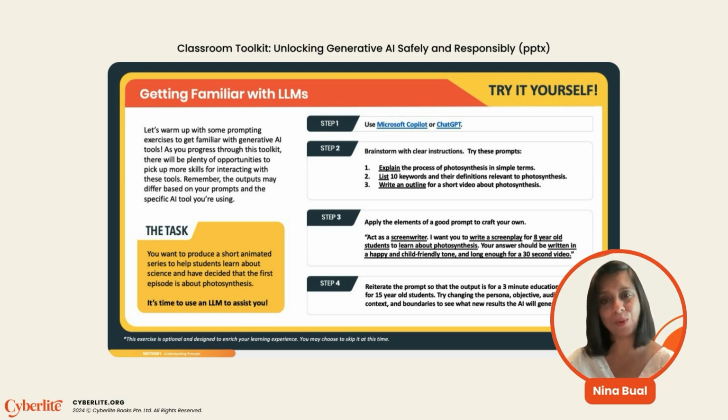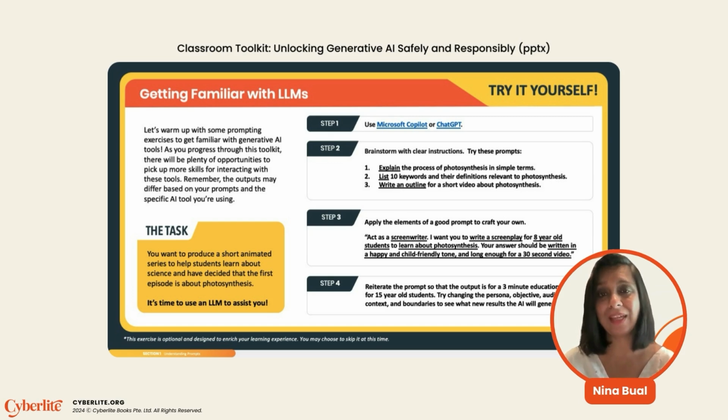Here we've given an example of a good prompt. Act as a screenwriter. I want to write a screenplay for an 8-year-old student to learn about photosynthesis. Your answer will be written in a happy and child-friendly tone and long enough for 30 seconds. Please go ahead and try that.